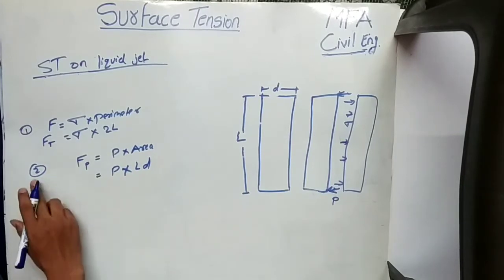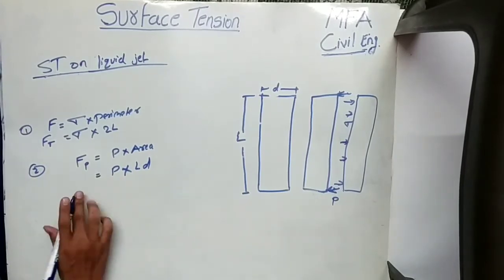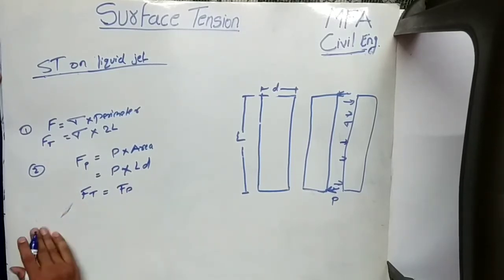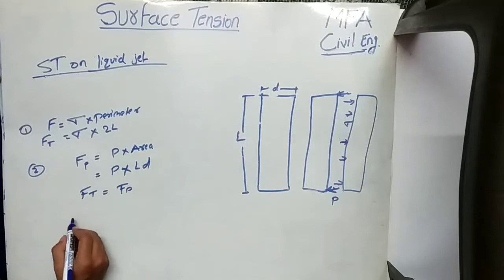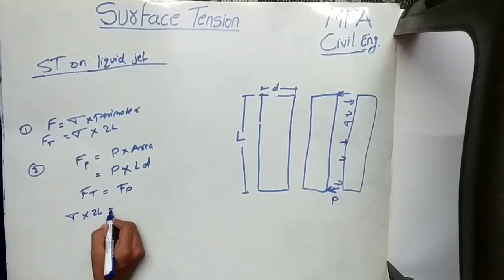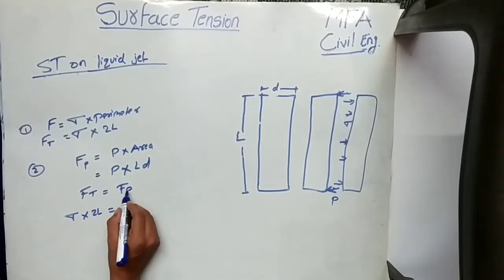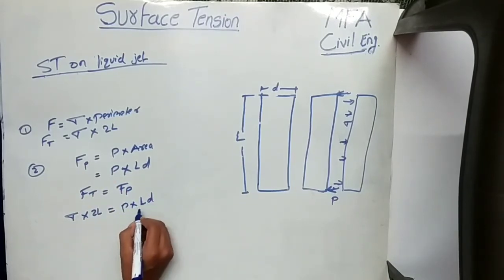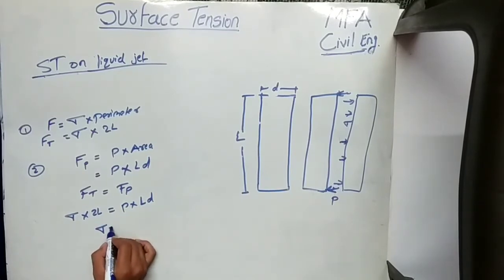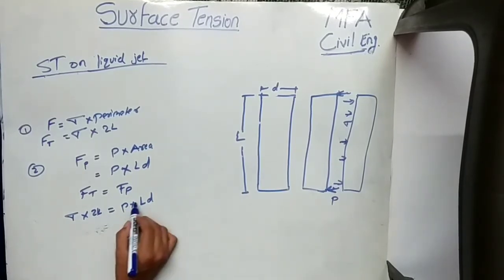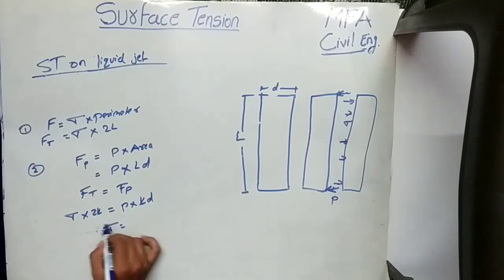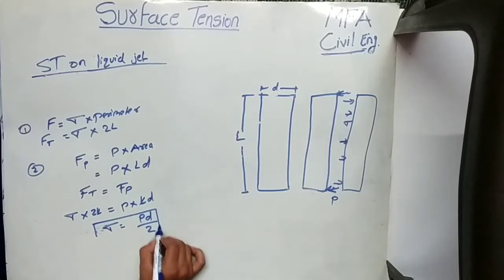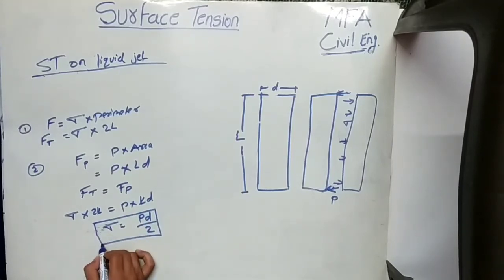Now for the equilibrium condition, both forces should be the same, so the force due to surface tension is equal to the force due to pressure. Force due to surface tension is surface tension into 2 times the length, and the force due to pressure is pressure into length into diameter. Now L gets cancelled, and surface tension is equal to P into d divided by 2. This is the expression for the surface tension in the case of a liquid jet.